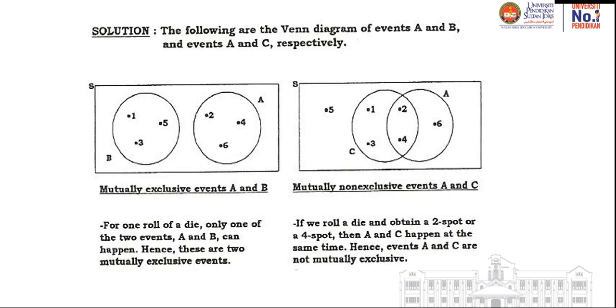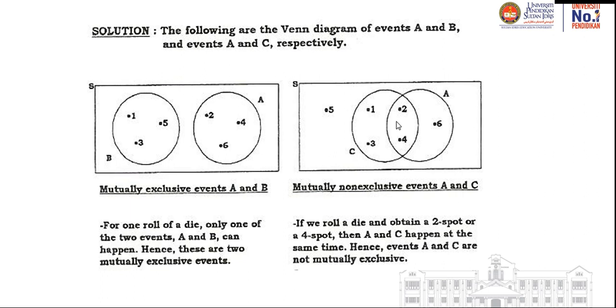Okay, so this is the representation of the answer using a Venn diagram. So this is the solution. As you can see, there are two Venn diagrams here. On the left hand side is the Venn diagram for the case of A and B. As you can see here, there is no intersection between event A and B: event B is 1, 3, 5, event A is 2, 4, 6. There is no intersection between these two events. So that's why we can say that events A and B are mutually exclusive events.